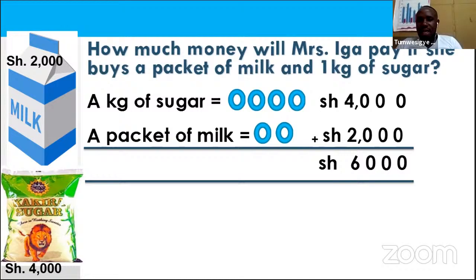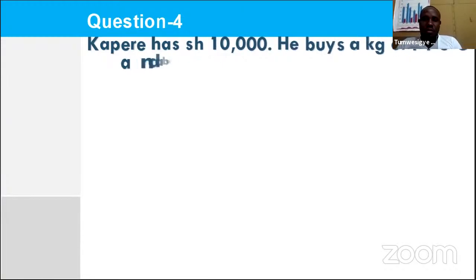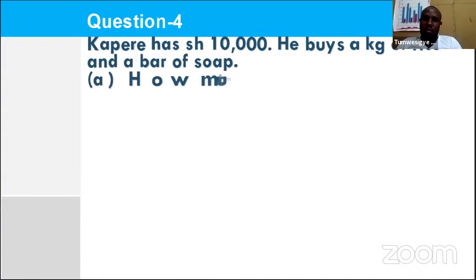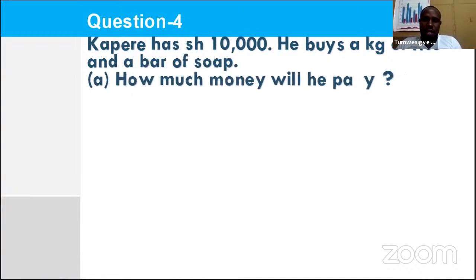Okay, we had the next question. The next question was asking us, Kapele has 10,000 shillings in his pocket. He buys a kilogram of rice and a bar of soap. How much money will Kapele have to pay?